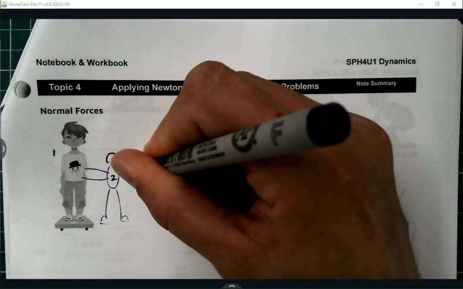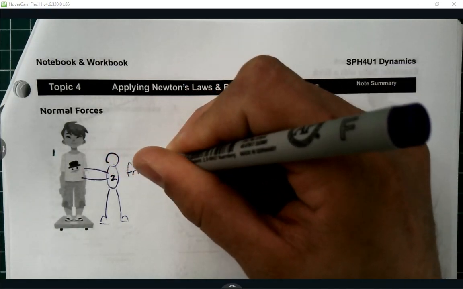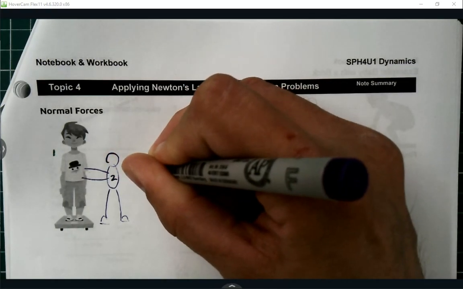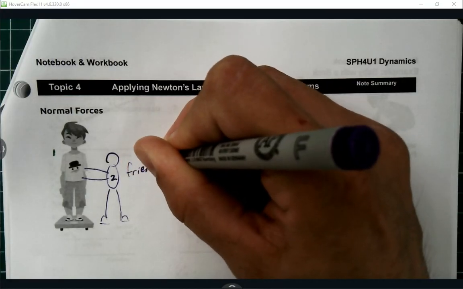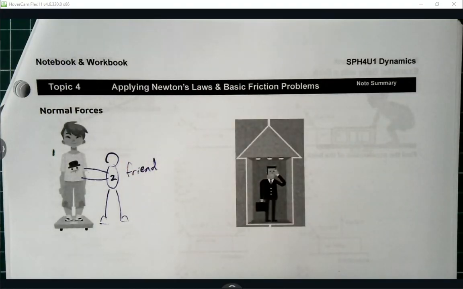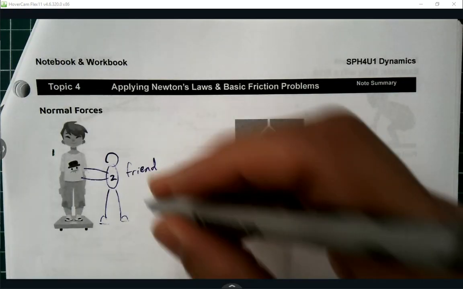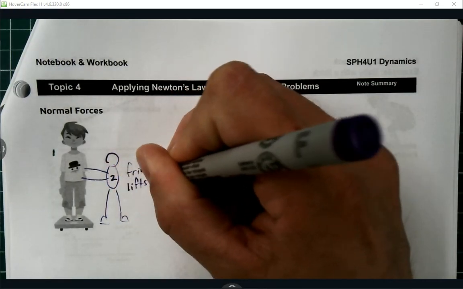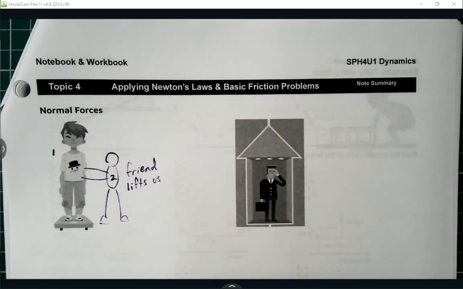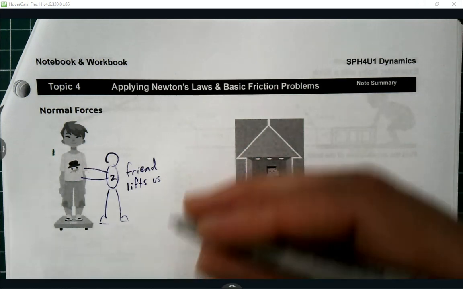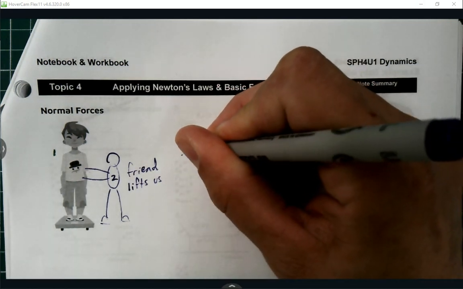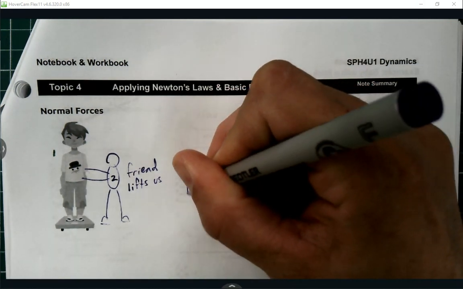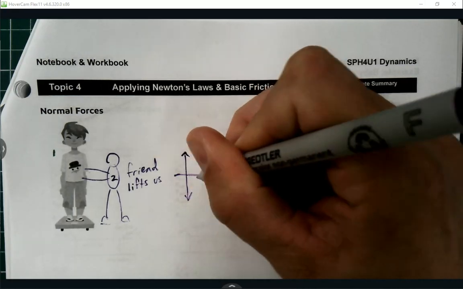and the friend pulls you. Actually, let's make it be a nicer friend than that. Let's say that our friend lifts us. Come on, pick you up, you know? A little encouragement. Friend lifts us. Now, they're just a little friend, so they can't really pick us up off the ground, but they do try to give us a little hug and a lift. We'll give ourselves a reference frame.